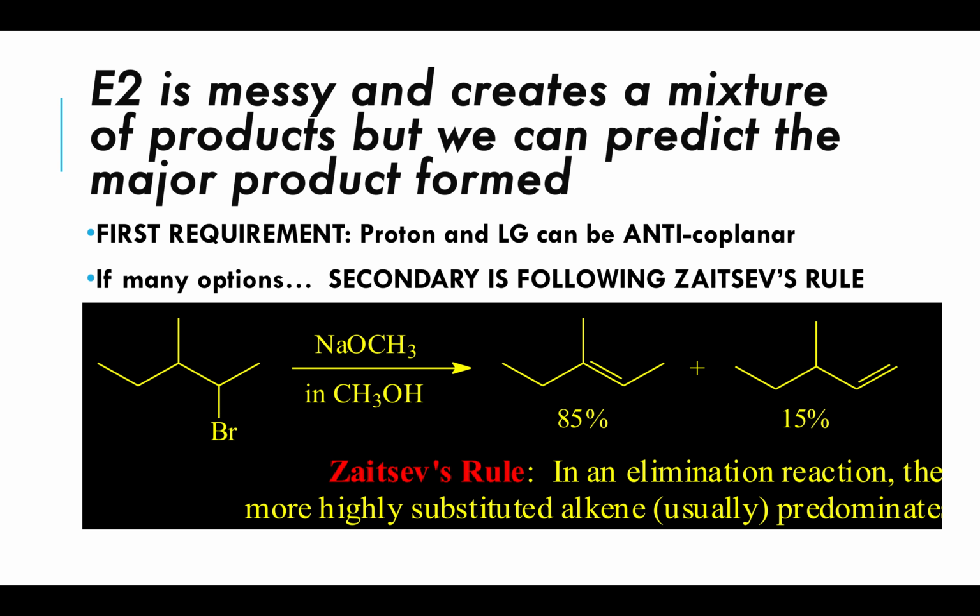Now, the thing about E2 reactions is that they are very messy and they create a mixture of a lot of products. Okay. When describing elimination reactions, however, we follow a certain rule to be able to predict what major product we form. And that rule is called Zaitsev's rule. To form a Zaitsev product means that we form the more stable alkene product.